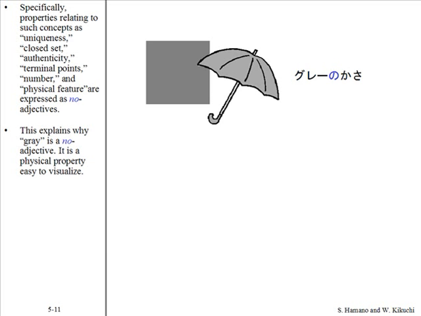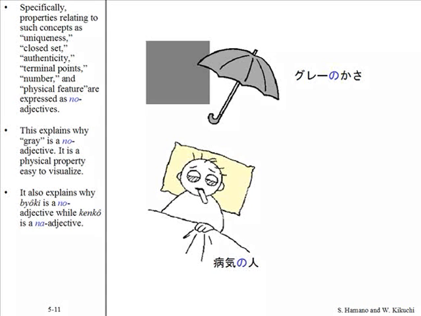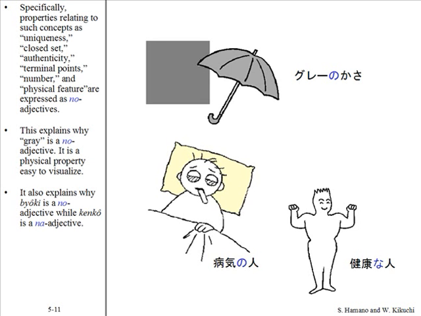Specifically, properties relating to such concepts as uniqueness, closed set, authenticity, terminal points, number, and physical feature are expressed as no-adjectives. This explains why gray is a no-adjective. It is a physical property easy to visualize. グレーの傘。It also explains why 病気 is a no-adjective while 健康 is an adjective. 病気の人、健康な人。Sickness has specific symptoms while health is a more general condition.